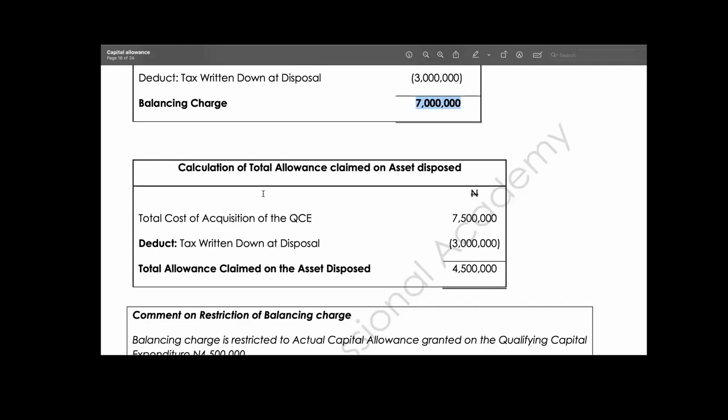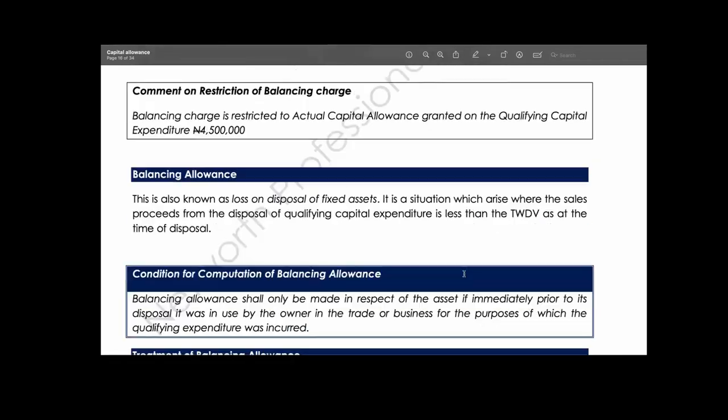Again, from my explanation to you, our balancing charge cannot be more than total allowance claimed on the assets. Therefore, we will restrict the balancing charge to the total allowance claimed on the asset. That is, balancing charge shall be restricted to 4.5 million.